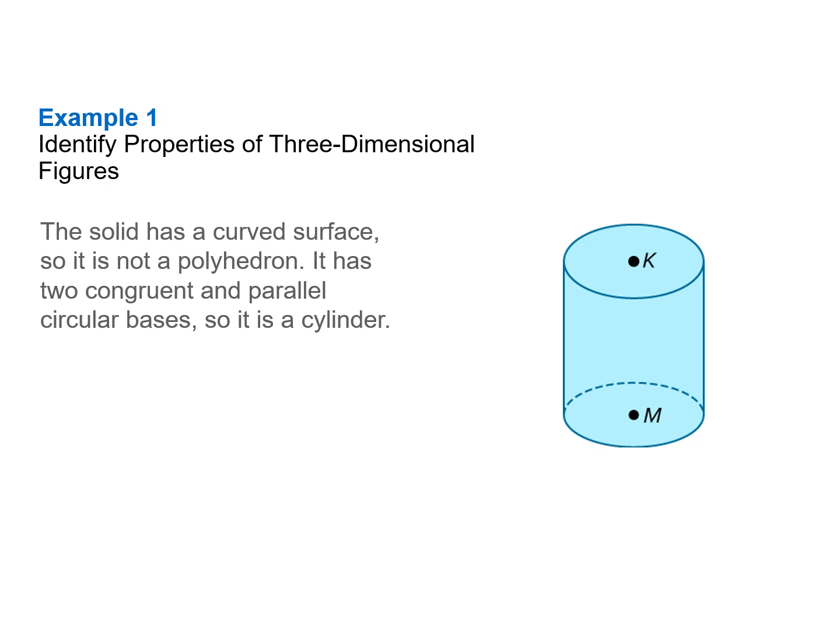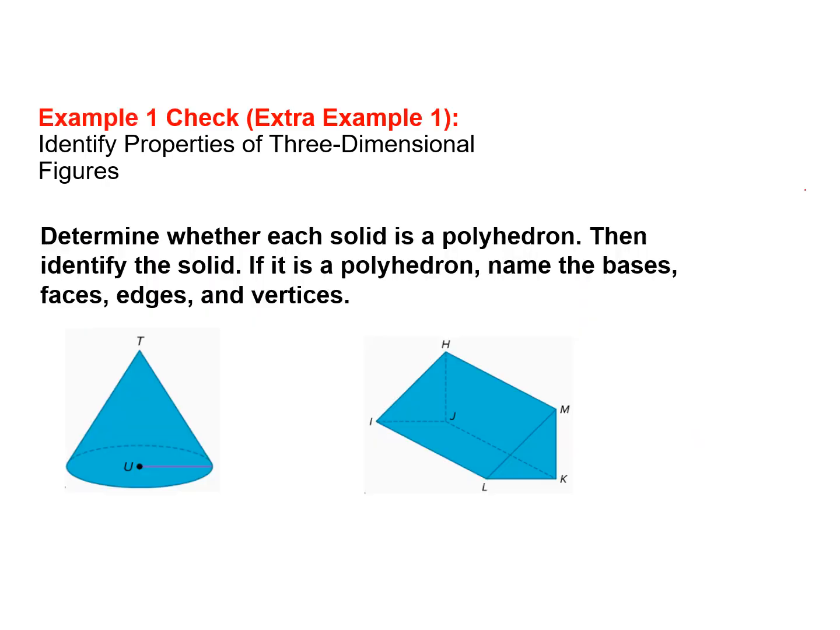So this solid is a cylinder. It has a curved surface, so it is not a polyhedron. All right, now you take a minute, you determine whether each solid is a polyhedron, then identify the solid. If it's a polyhedron, don't worry about naming the bases, faces, and edges at this point. But I need you to be able to determine, is it a polyhedron or not a polyhedron? Pause the video, answer the question.